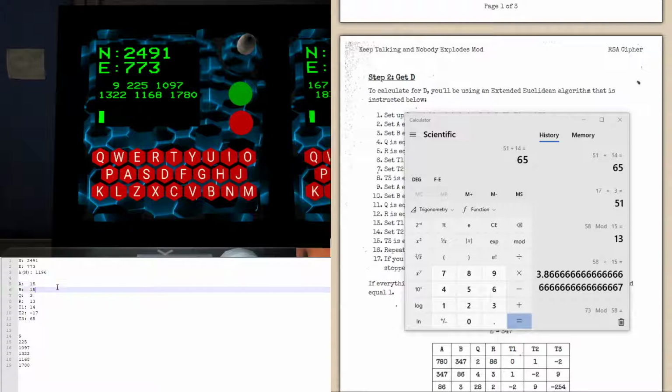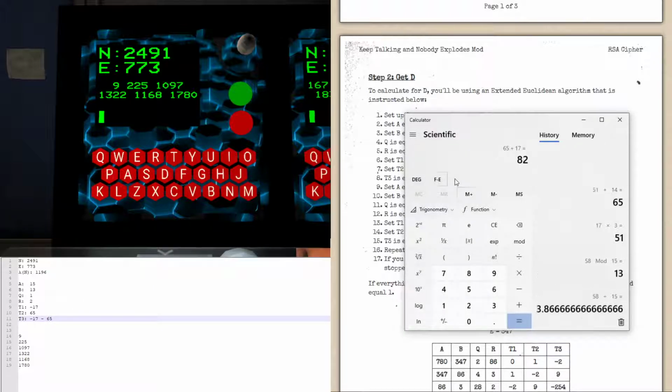Okay, this becomes 15, this becomes 13. The quotient between these two is obviously going to be 1. The remainder of this is going to be 2. T1 becomes negative 17. This becomes 65. Then negative 17 minus 65 times the quotient, which is 1. So that becomes 65 minus this. So I'll do 65 plus 17. This is going to give us negative 82.